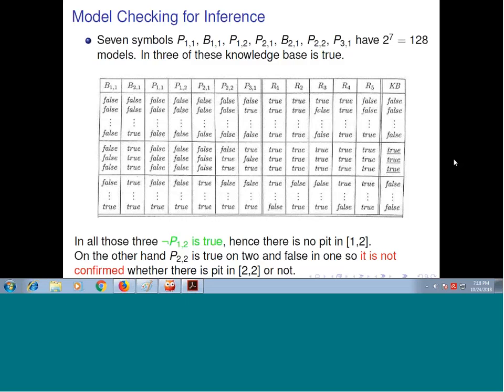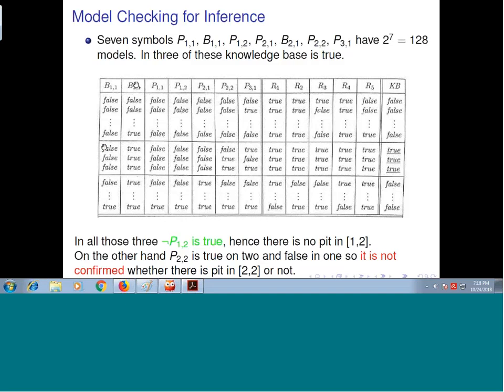Some students are writing the same thing. When you look at this complete assignment table, you see what the assignments are for which this knowledge base is true. These are the only three assignments, and for all three you see false, false, false. Look, B11 false means there is no breeze there. So this should be there because this is the information provided.